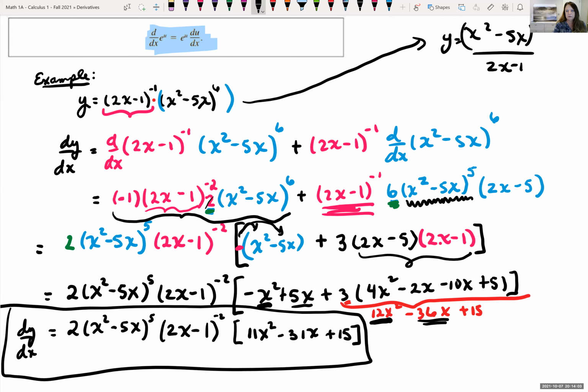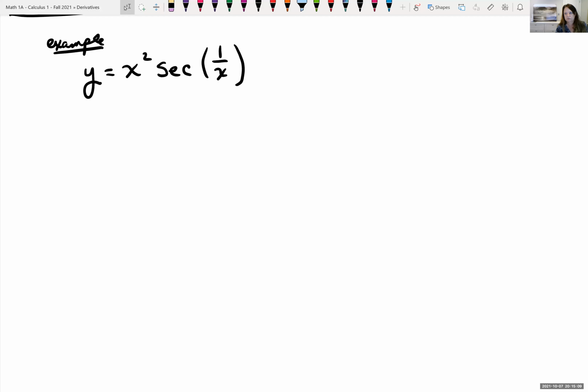Let me pull another problem up. Okay, so looking at the following, we have y equals x squared times secant of 1 over x. And again, we want to find the derivative, so we want to find y prime. Looking at this, I would notice that I need to use the product rule.